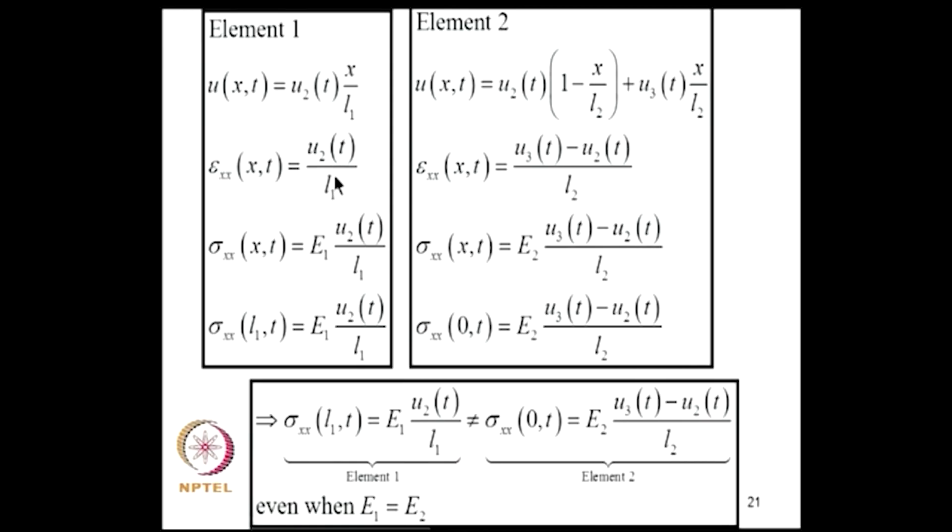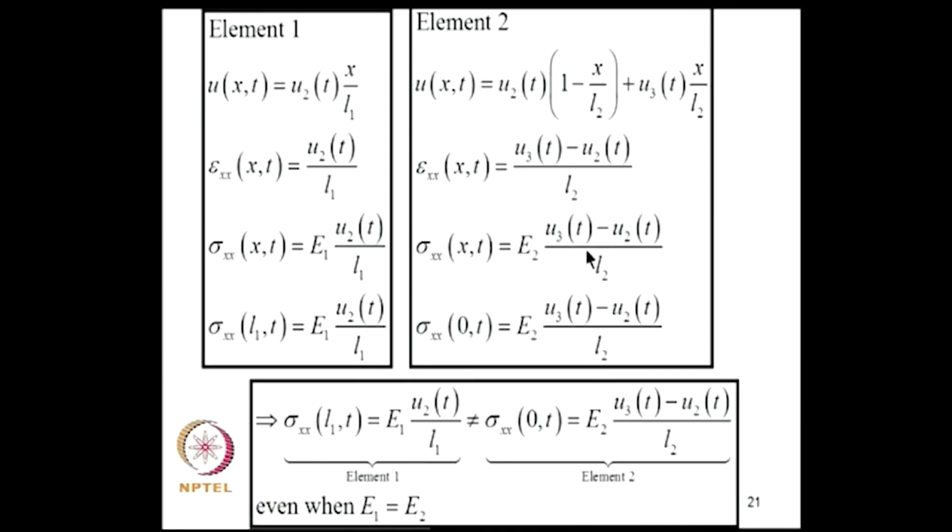Stress is Young's modulus into u2 of t by L1. Let us assume that two elements have Young's modulus of E1 and E2. Stress is therefore at x equal to L1, that is at the right end, this. Now let us analyze element 2. This is a displacement field, this is a strain field. You differentiate with respect to x, we get this. Similarly, stress will be E2 into epsilon xx, which is what we get here.